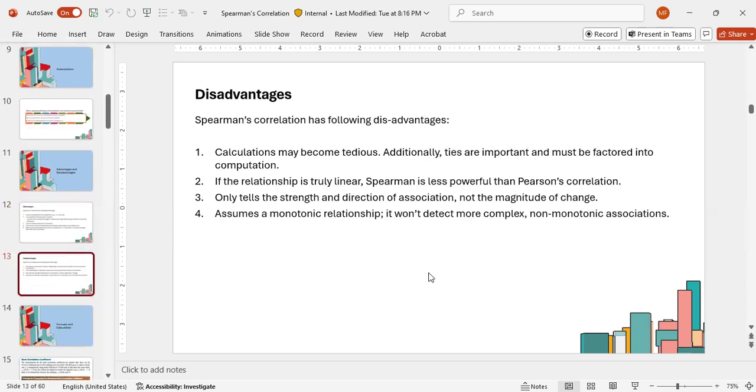Now the disadvantages. Spearman's correlation has the following disadvantages. Calculations may become tedious. Additionally, ties are important and must be factored into computation. If the relationship is truly linear, Spearman is less powerful than Pearson's correlation. It only tells the strength and direction of association and gives no information about the magnitude of change. It assumes a monotonic relationship. It won't detect more complex or non-monotonic associations.